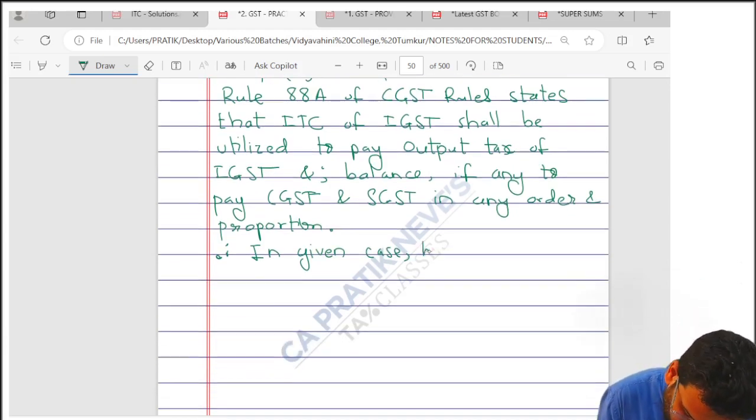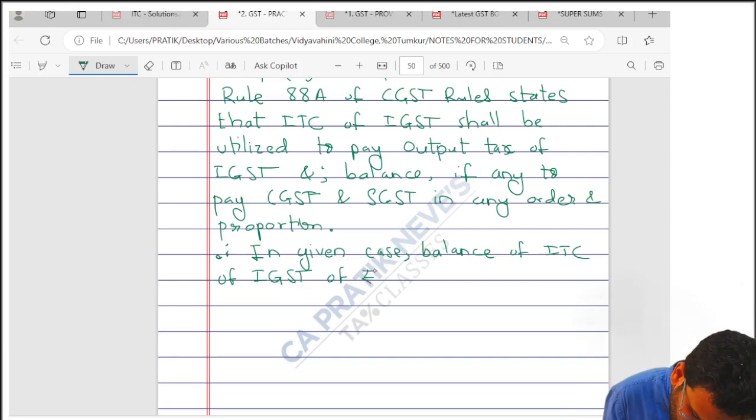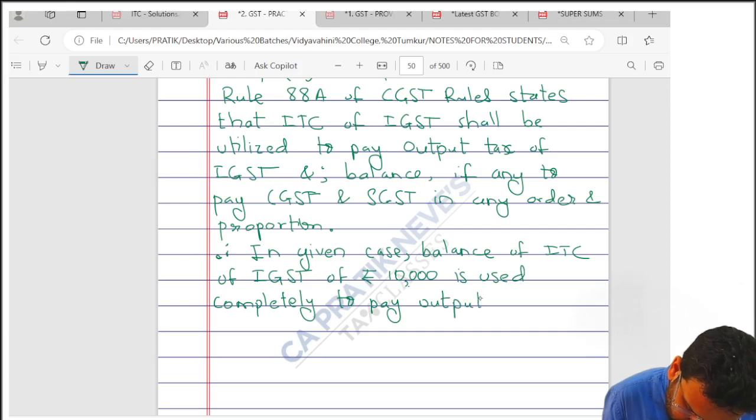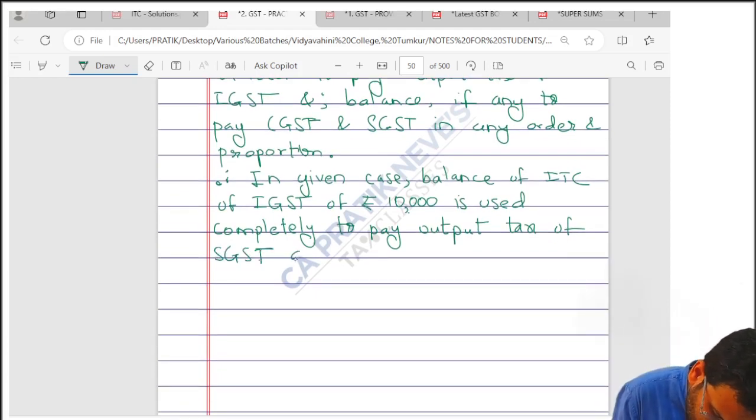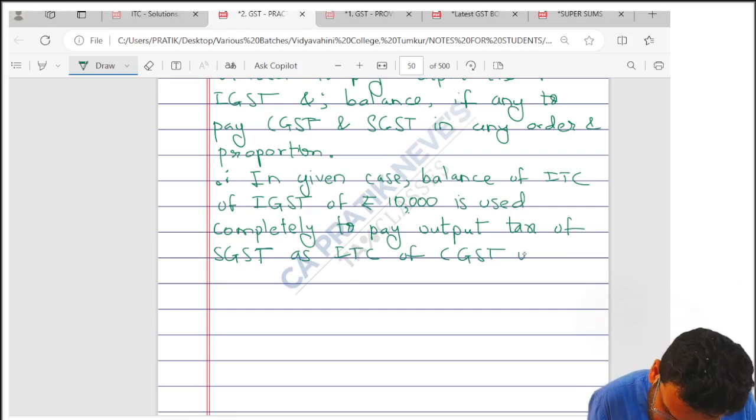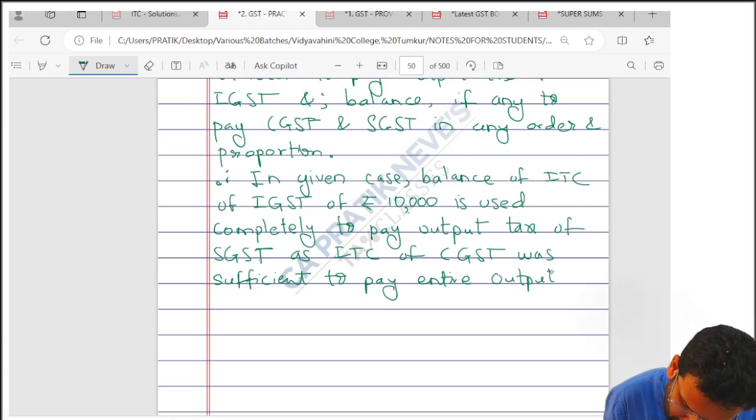Therefore, in the given case, the balance of ITC of IGST of rupees 10,000 is used completely to pay output tax of SGST, as ITC of CGST was sufficient to pay the entire output tax of CGST.